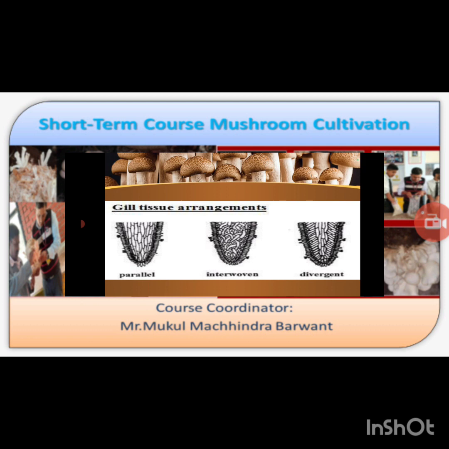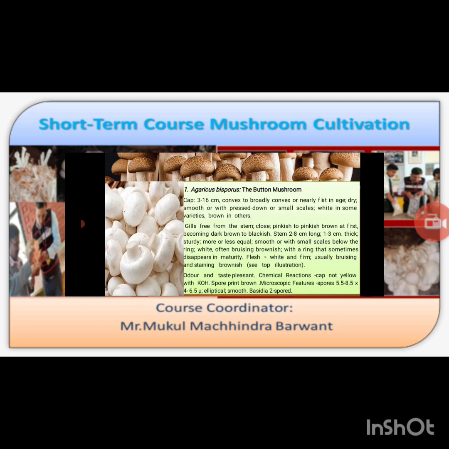Then the gill arrangement of a mushroom also differs. The first is the parallel arrangement of gills, then the interveined, and then the divergent arrangement. In the parallel arrangement, the gills are arranged parallel to each other, while in the interveined arrangement there is a mixed type of gills. And in divergent, some gills are present in one direction, others in another direction. That type of arrangement is known as the divergent type.